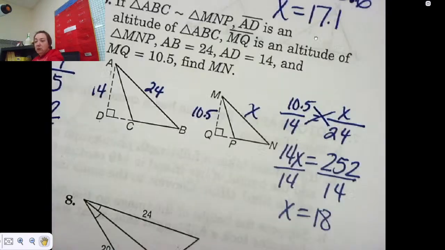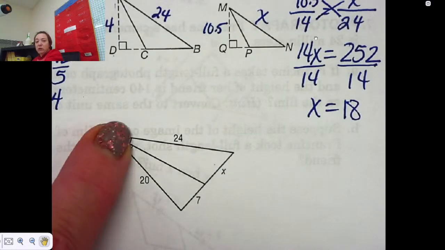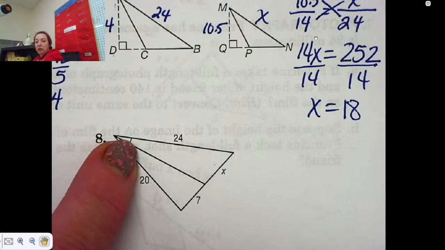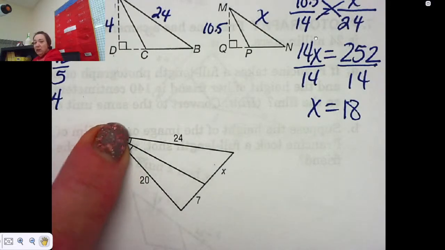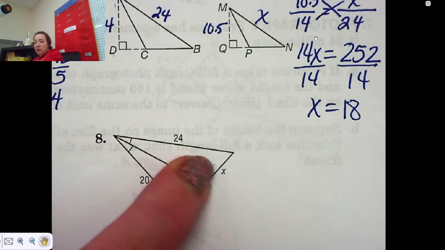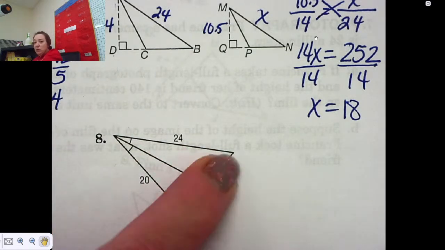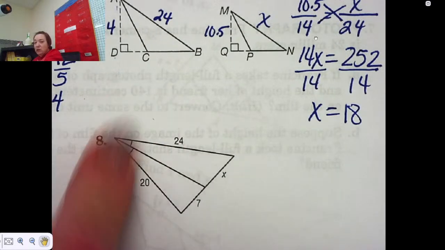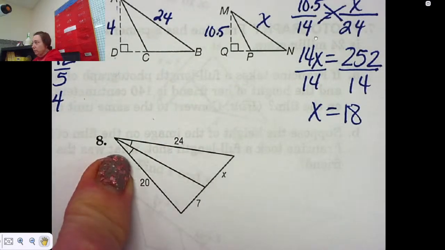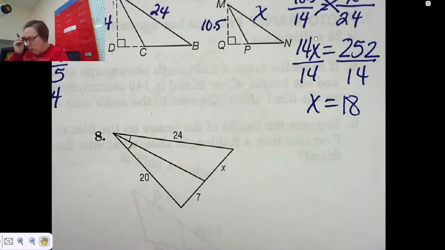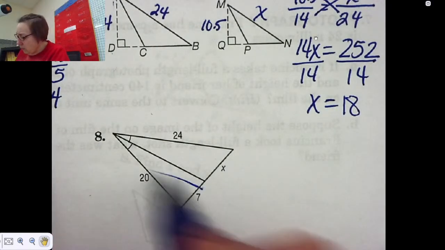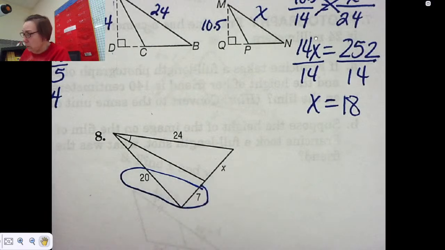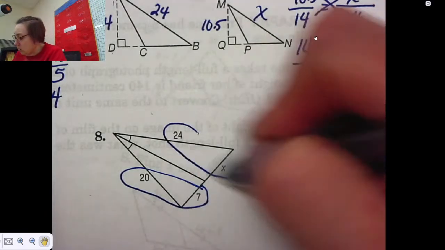Same deal. We know it's an angle bisector because we have these 2 little segments showing that the angles are congruent right there, right? Well, that means that this angle bisector has split this side of the triangle into parts that are proportional with these 2 sides of the triangle. So we're going to set it up where these are 1 ratio and these are the other ratio.